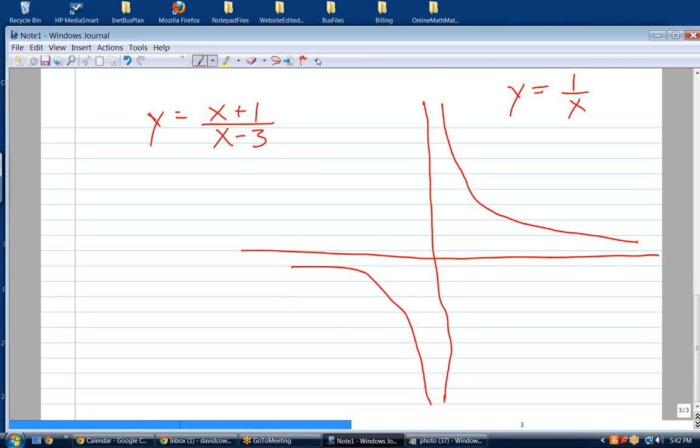Okay? Now, the key is that it's not going to be about the x and y axis, and it may not be quadrants 1 and 3, it may be 2 and 4. That's all we have to determine. Now, the first thing we want to figure out is what the vertical asymptote is, because that's going to represent one part of the grid that you're going to draw this hyperbola in. So what's the vertical asymptote?